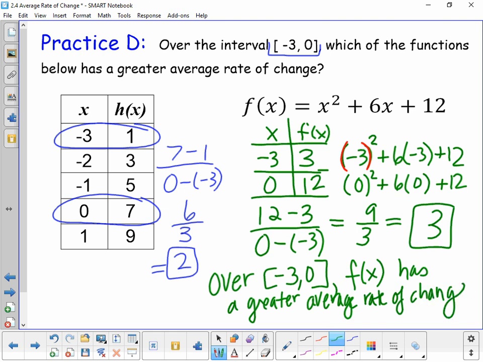Okay, so that is essentially it. We just sort of talked about this concept of average rate of change. Remember, average rate of change is essentially finding the slope of the secant line, or if you averaged out that curve over whatever interval you have given to you, it's giving you the slope there.